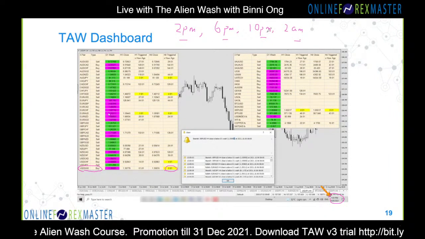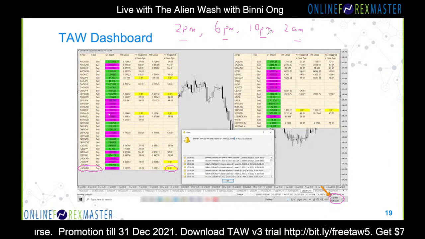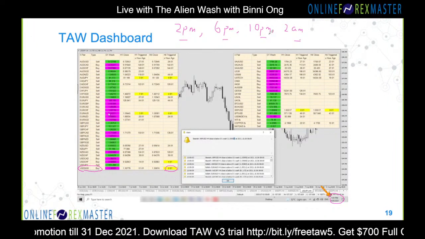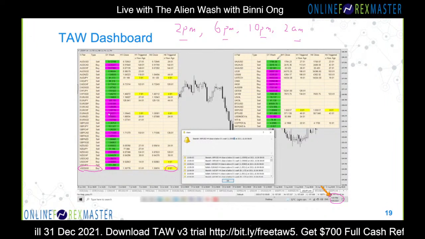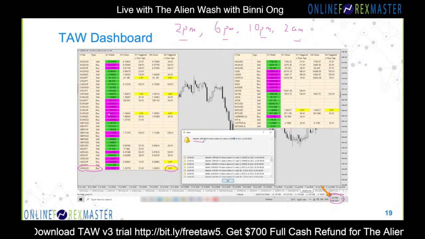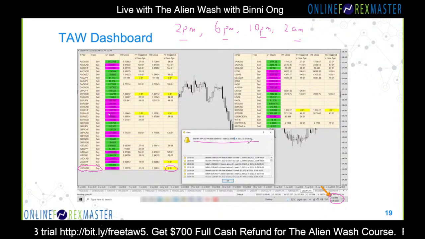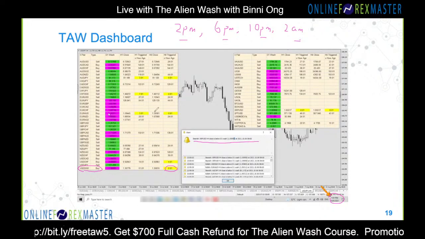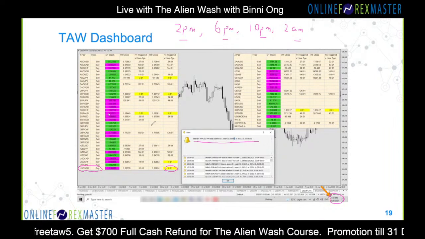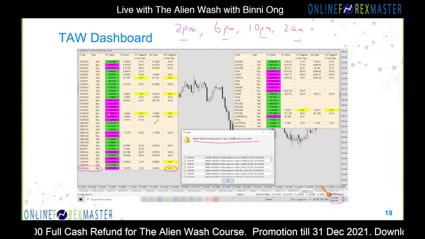So right now, the time is 8:48 p.m. in Singapore. This means that at 10 p.m., I might have a trade coming in to me, and you'll be alerted by the TOR dashboard. The TOR dashboard would send an alert to my mobile phone. So this is how I'm trading. That means I'm not looking at the monitor every day. So this will explain why I have time to even do the broadcast.